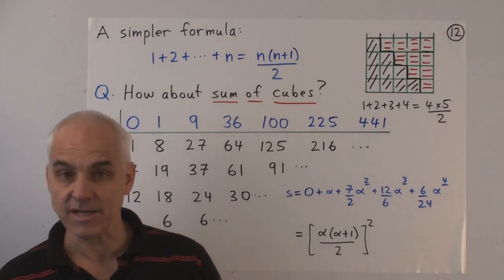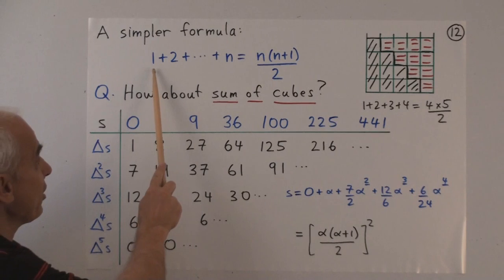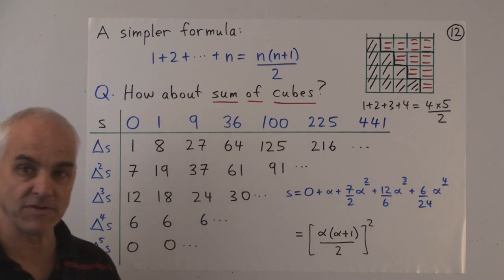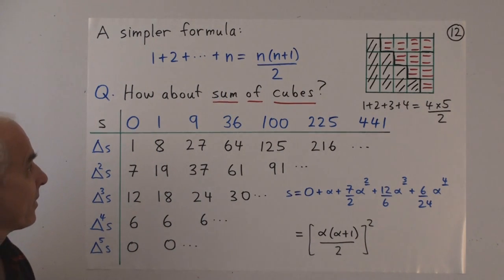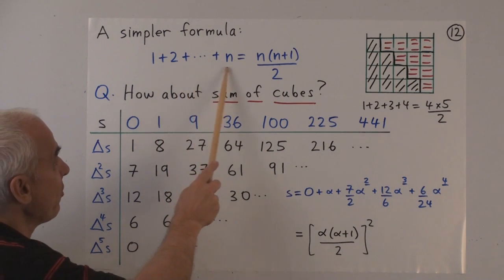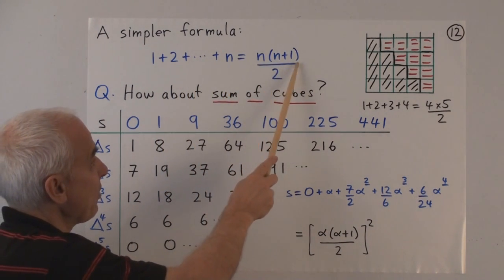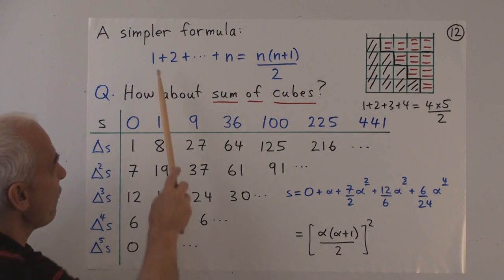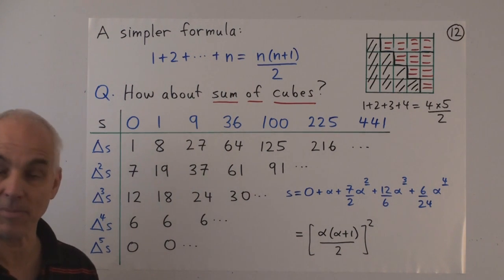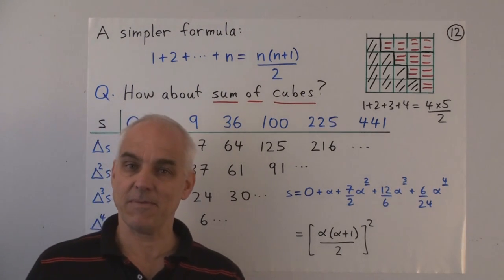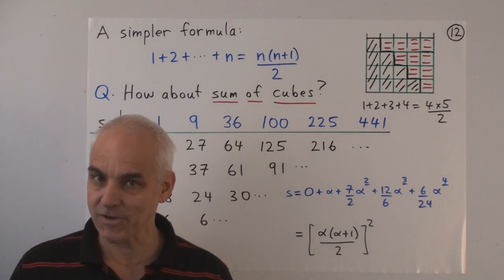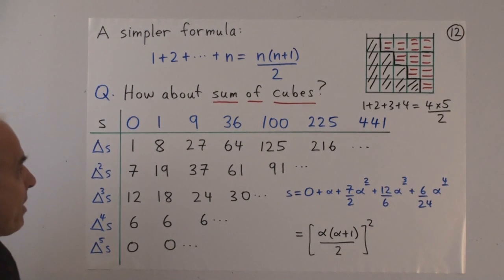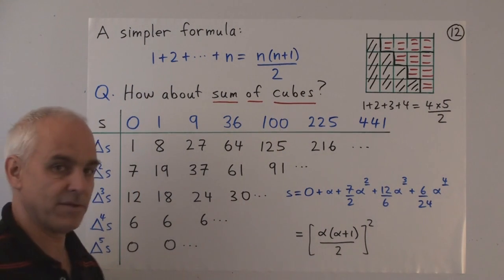I hope that you've all seen a simpler formula, the formula of the sum of just all the numbers from 1 to n. 1 plus 2 plus all the way up to n is n times n plus 1 over 2. So now that we have a formula for the sum of all the first powers up to n, and a formula for the sum of all the squares up to n, it's natural to ask, what about the sum of all the cubes?